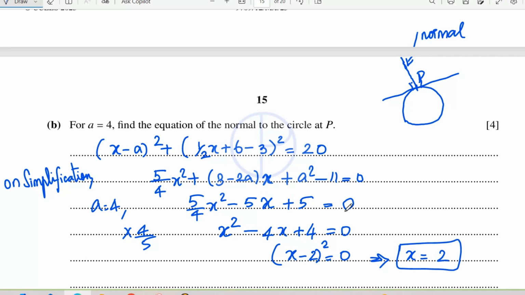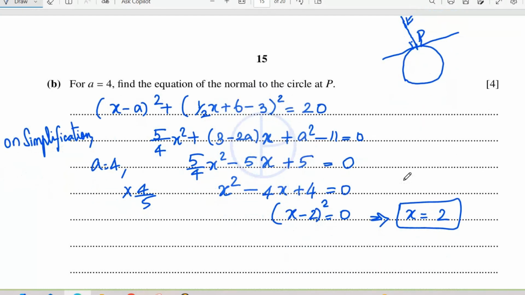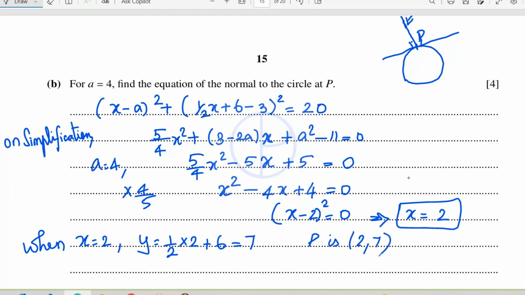So we need to find the coordinates of the point P. At that point x equal to 2, then y is 1 over 2 x plus 6, which is equal to 7. So P is (2, 7). Okay, so now we have to find out the gradient at the point P.